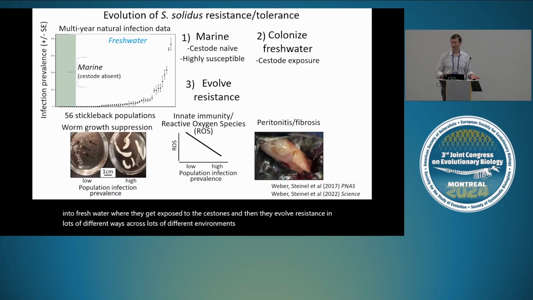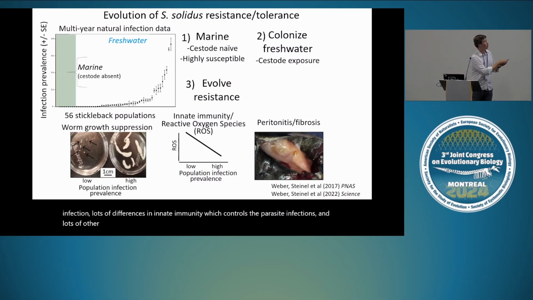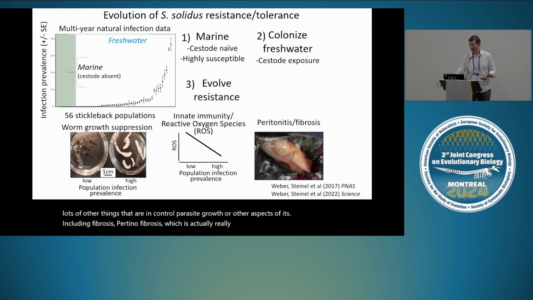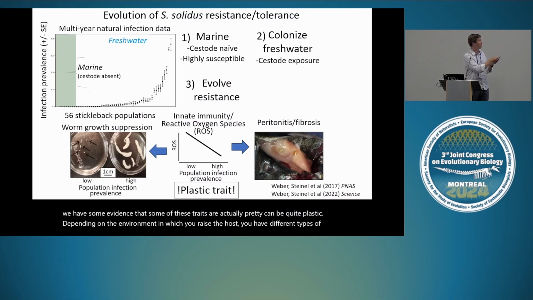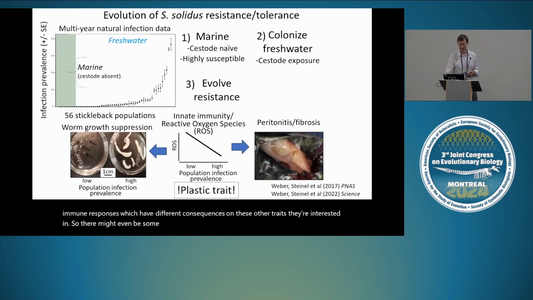I can't go into all the forms of resistance today, but they include things like suppressing how the worms grow after infection, lots of differences in innate immunity, which controls the parasite infections, and lots of other things that control parasite growth or other aspects of its life, including fibrosis, peritoneal fibrosis, which is actually really bad for the fish. And interestingly, we have some evidence that some of these traits can be quite plastic. Depending on the environment in which you raise the host, you have different types of immune responses, which have different consequences on these other traits that we're interested in. So there might even be some plasticity at the level of the fish there.